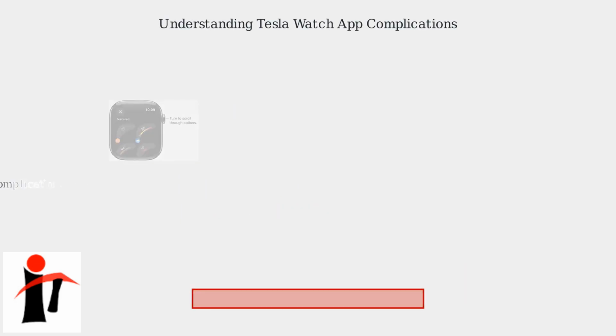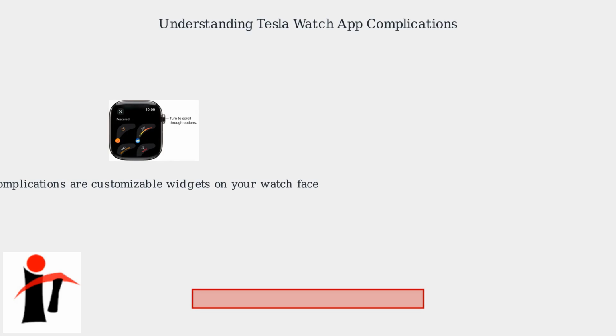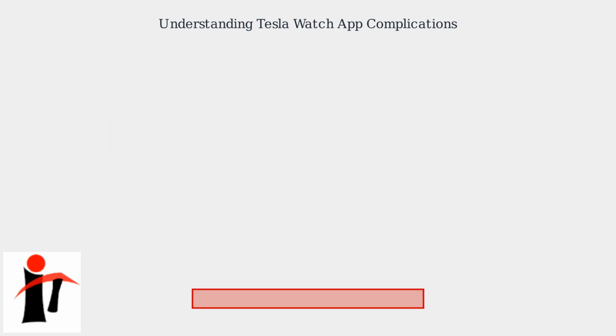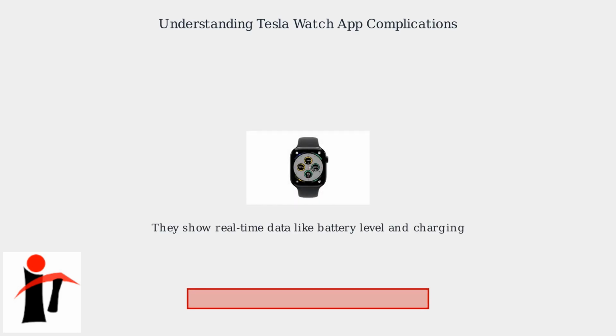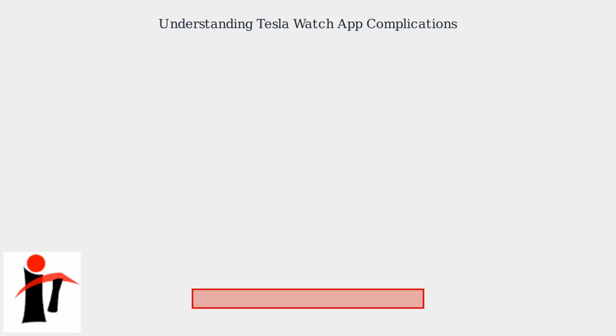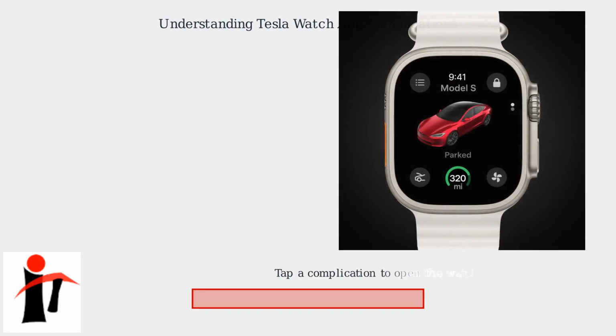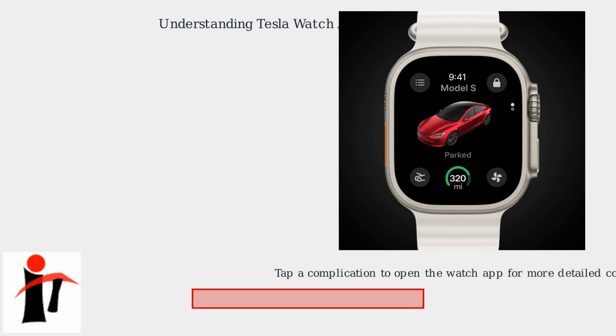Tesla's Apple Watch integration primarily works through complications, customizable widgets on your watch face. These complications display key app data without needing to open the full app. You can use them to check battery level, remotely start your car, lock or unlock doors, and even summon your vehicle, all with secure authentication through Tesla's API. Tap a complication to open the Watch app for more detailed controls.